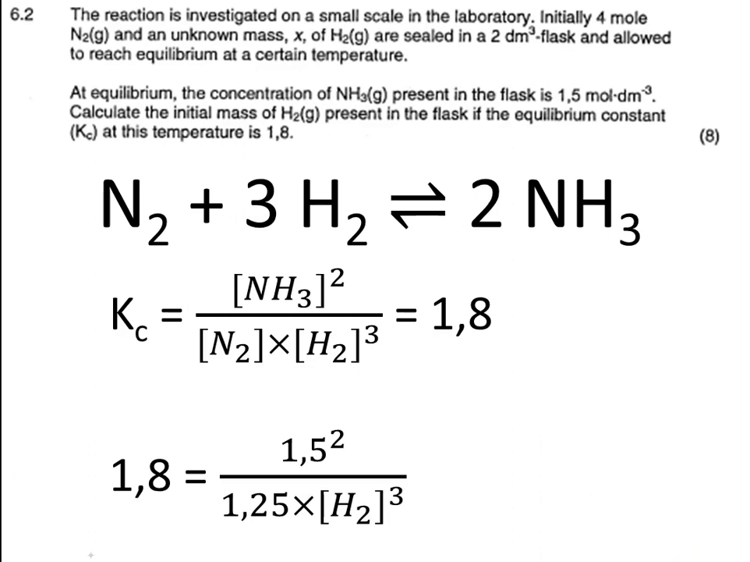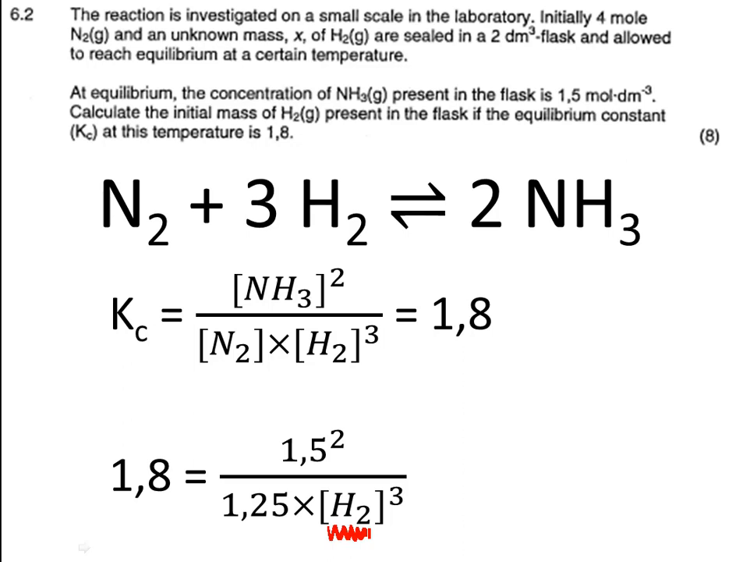So we simply substitute all the values that we know into our formula. We know that ammonia's concentration is 1,5 mole per decimeter cubed. Don't forget to raise that to the power 2 to square it. We've just calculated the concentration of nitrogen at equilibrium. It was 1,25. We don't need to worry about raising it to any power. And we know that Kc is 1,8. So we have one unknown value here, the concentration of hydrogen.